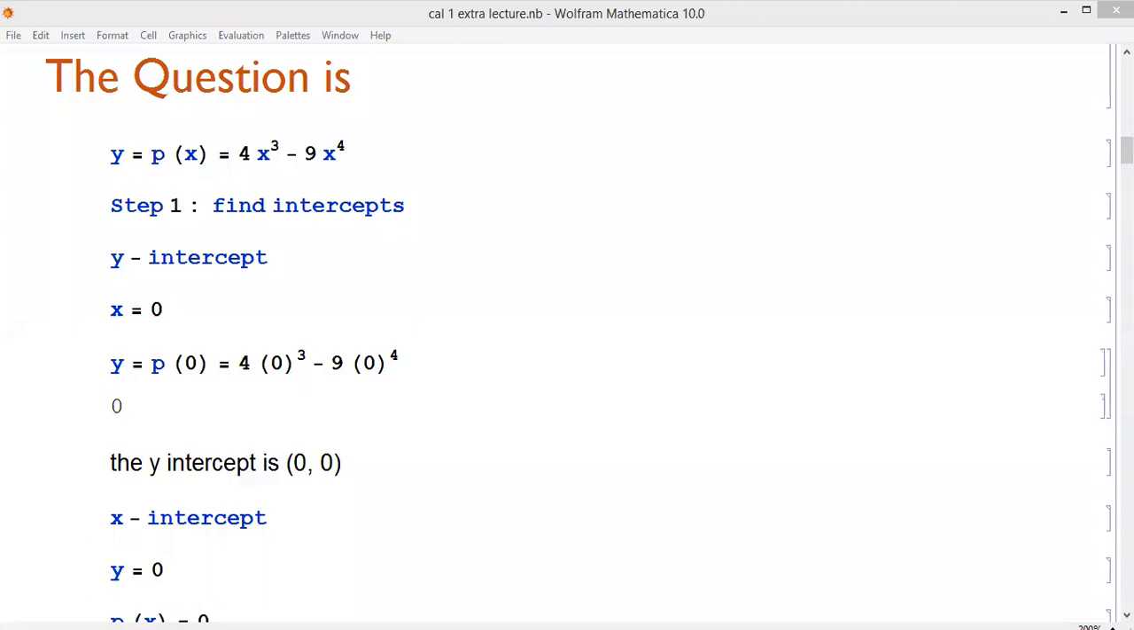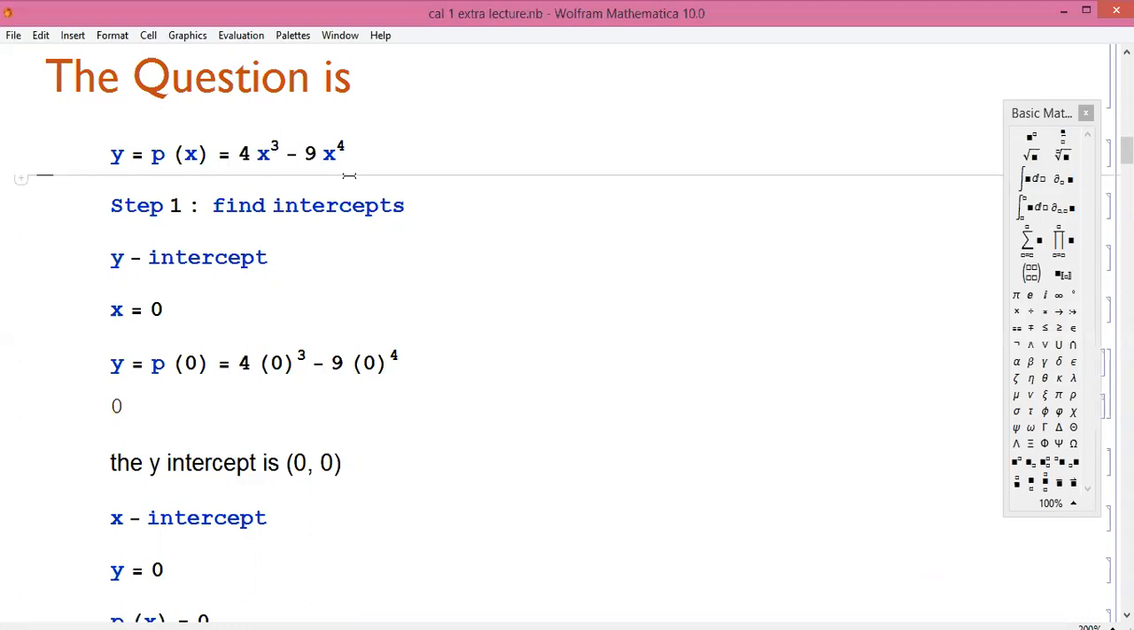ओके क्लास, यहाँ पे हम एक और क्वेश्चन करने जा रहे हैं जो कि हमारे पास स्केचिंग द पॉलिनोमियल का क्वेश्चन है। आप तो क्वेश्चन देख सकते हो, दैट द पॉलिनोमियल इज 4x cube minus 9x power 4। आप लोगों को स्टेप्स बताए जा चुके हैं। द स्टेप्स आर फाइंडिंग द इंटरसेप्ट्स, देन फाइंडिंग द क्रिटिकल पॉइंट्स, देन द मैक्सिमम मिनिमम पॉइंट्स एंड देन the end behavior.